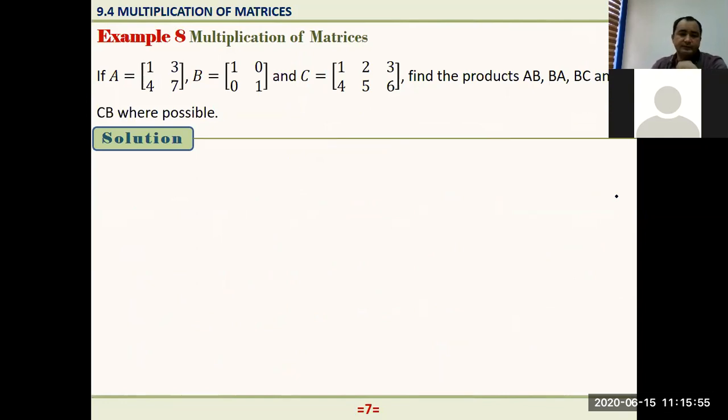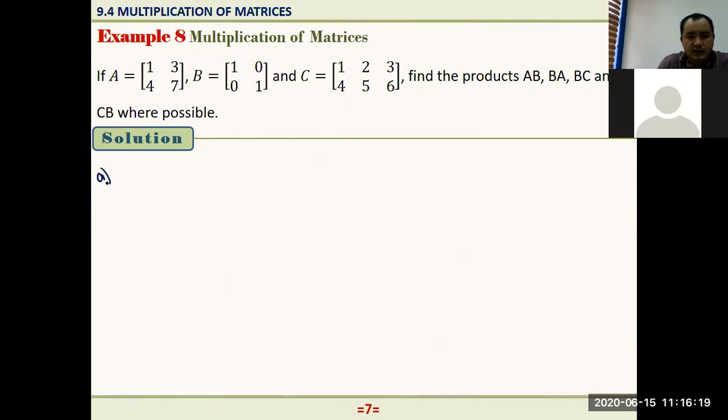Okay, example 8. Here we are given matrix A: 1, 3, 4, 7; B: 1, 0, 0, 1; and C, which is 2 by 3: matrix 1, 2, 3, 4, 5, 6. Find the products AB, BA, BC, and CB where possible. Okay, so let's start with the first one.